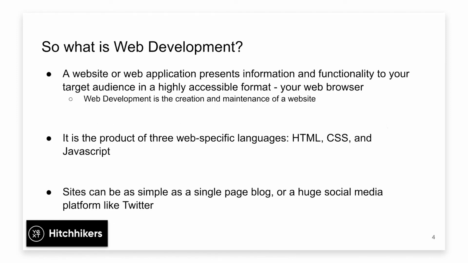So what exactly is it? A website or web application, as you may be familiar with, presents information and functionality to your target audience in a highly accessible format, your web browser. And web development is the creation and maintenance of a website. It's the product of 3 web-specific languages, HTML, CSS, and JavaScript. We'll be going into each of those today. Sites can be as simple as a single-page blog or a huge social media platform like Twitter.